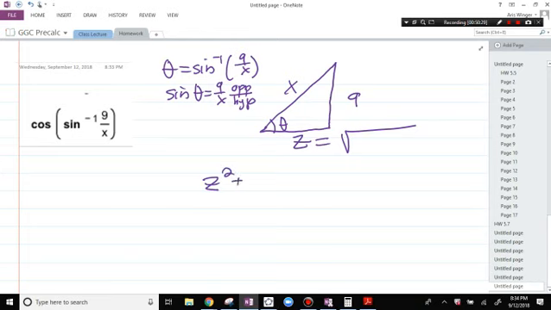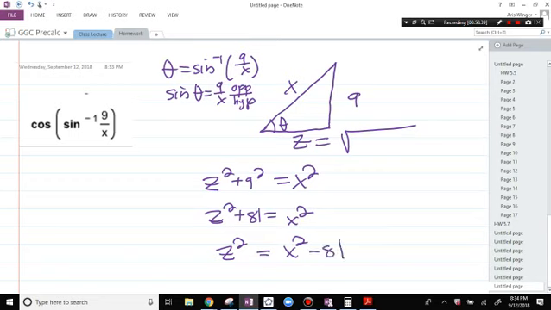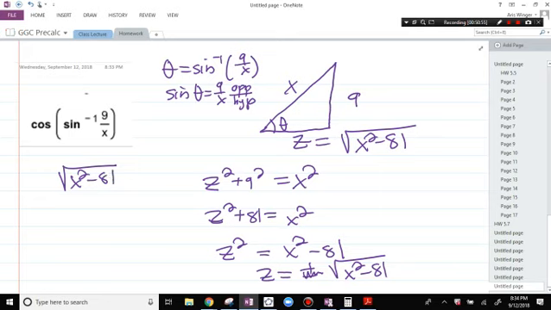Z squared plus 9 squared equals x squared. Z squared plus 81 equals x squared. Z squared equals x squared minus 81. Z equals plus or minus the square root of x squared minus 81. And of course, we're taking the plus. X squared minus 81. I want to know the cosine of this angle. It's adjacent over hypotenuse. Okay. Questions there? So I'll pause that there.